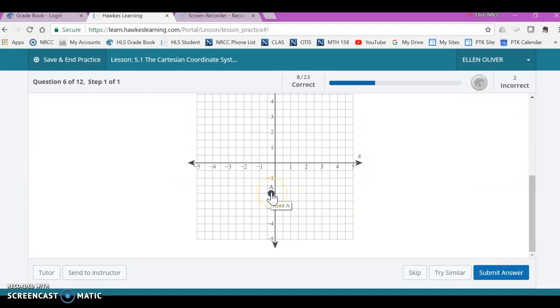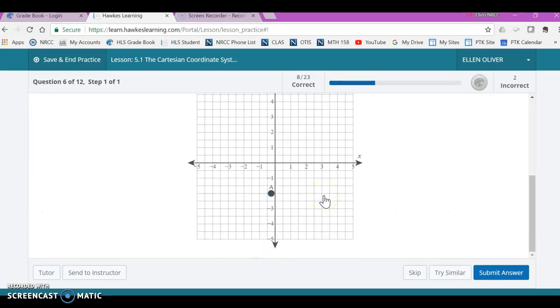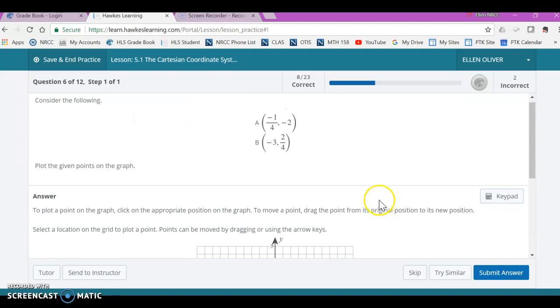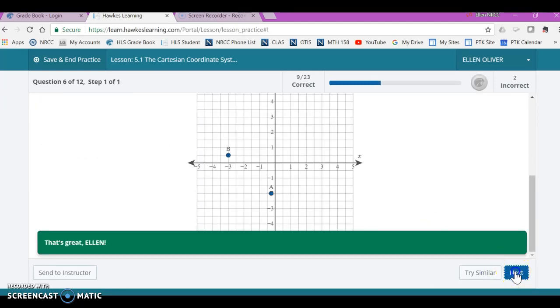And you can again move that, let's see if it tells you where that point is plotted. I don't think it does. So you're going to use your eyeballs, and hopefully you're close enough that it will recognize it as the right place. So now we're going to go to the left 3, up 2/4. Well, 2/4 is just 1/2. So that would be here. And we're going to submit our answer. And there we go.